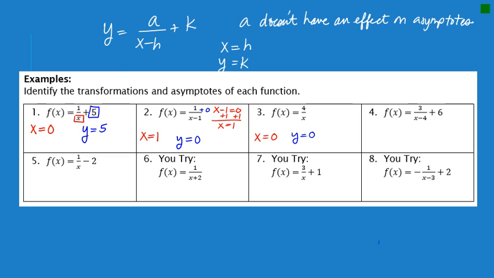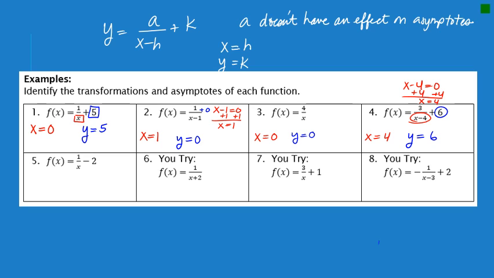For number 4, my x asymptote, if I take this and set it equal to 0, x minus 4 equals 0, and then I would add 4 to both sides. So I would get x equals 4. That's going to be my vertical asymptote because x lines are vertical. And then my horizontal asymptote, because y equals lines are horizontal, is my k value of 6.